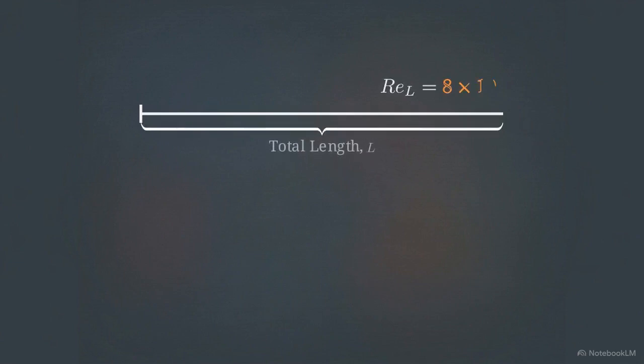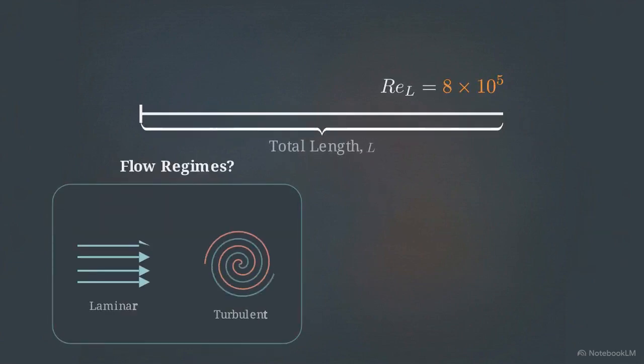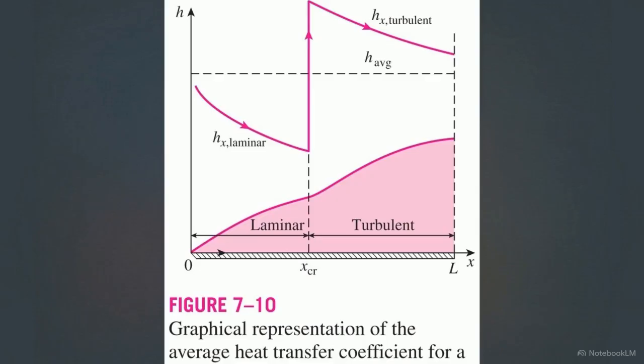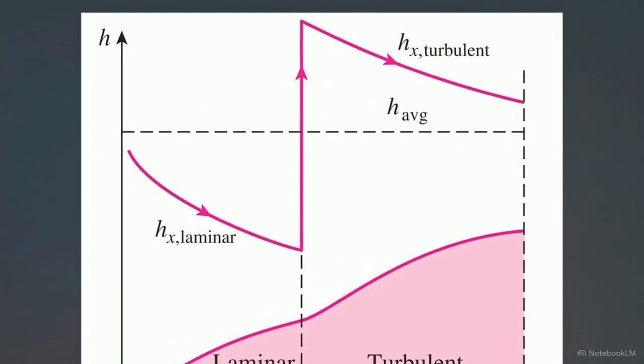Let's test this framework. If you have a flat plate with a total length Reynolds number of 8 times 10 to the 5th, what flow regimes are present, and do you need a local or an average equation? This chart provides the answer. Because 8 times 10 to the 5th is past the critical transition point, your plate experiences both laminar and turbulent flow. To calculate total heat transfer, you must use an average Nusselt equation that accounts for both regions.